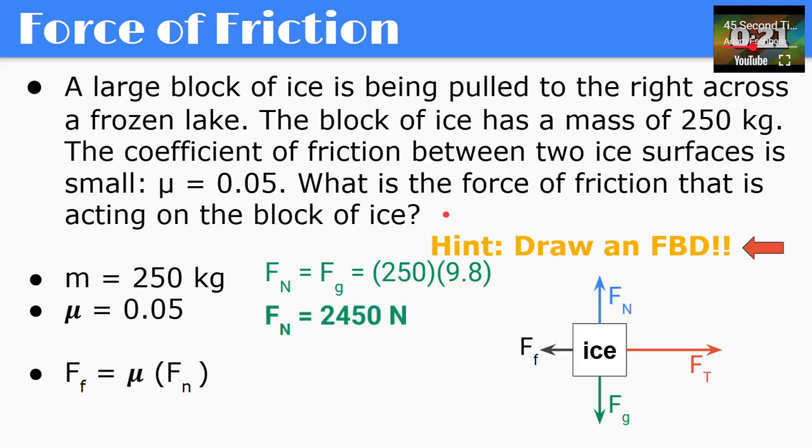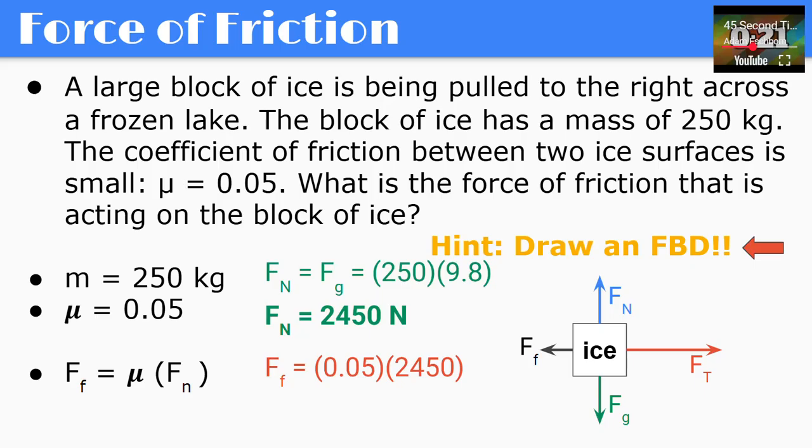For Fn, that's up, so it's positive. For Fg, that's down, so it's negative. So again, if you were labeling it for one of those, you could base the direction on your diagram. So draw the diagram so that you can see which ones are negative and which ones are positive. All right, so now that we have Fn, we can find force of friction. It's mu times Fn. Mu is in the question, 0.05. Fn, we just found it to be equal to Fg, so we use the Fg equation, and we got 2450.